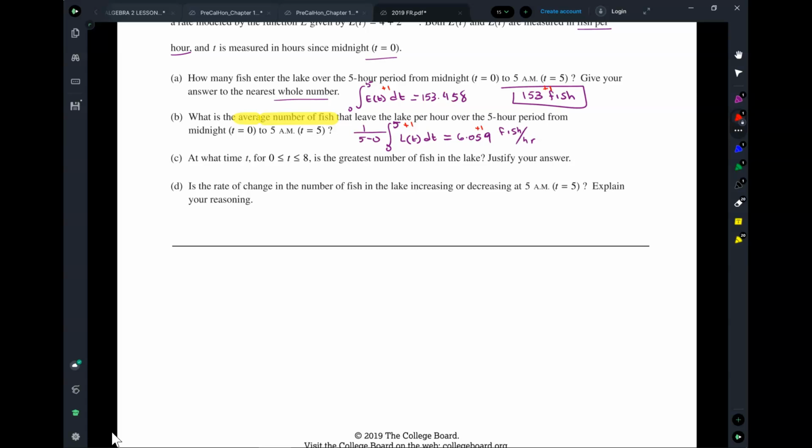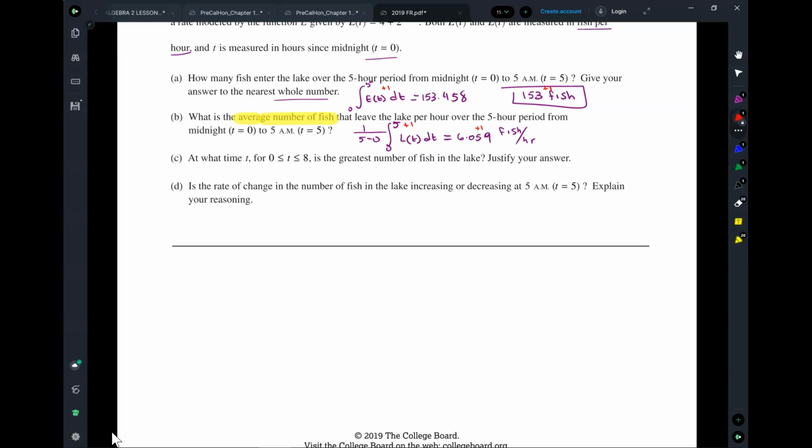Okay, at what time t from 0 to 8, Eli, was that your question? Oh no, I was gonna ask if I wrote 6.059 fish and I forgot the per hour, would that be the point off the answer? So in this case, it looks like they didn't give specific points for the unit, but if they had awarded points for units as well, and usually it'll tell you, like, give the answer with units, and if you give the incorrect units, then yes, you lose a point.